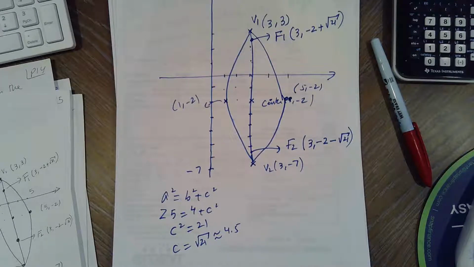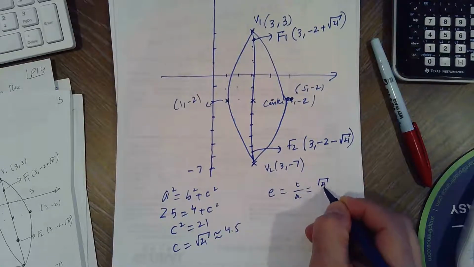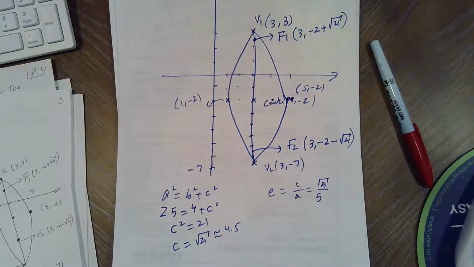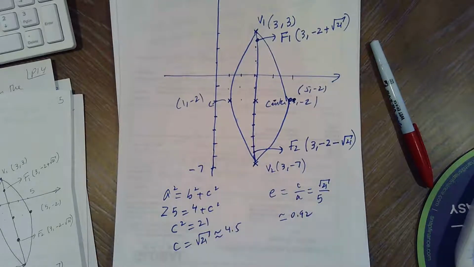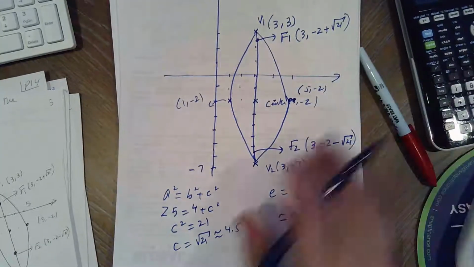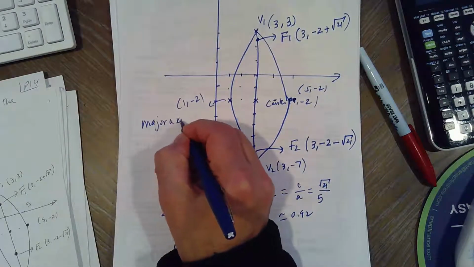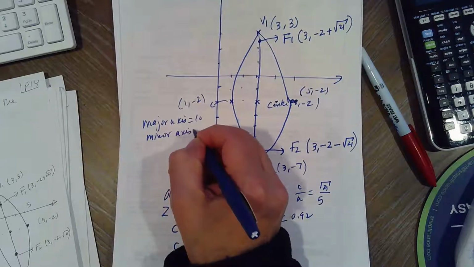The eccentricity is c over a, square root of 21 over 5, which, if you do the math, is roughly 0.92. That's why it's an elongated ellipse and not circular. The major axis is 10, and the minor axis is 4, 2a and 2b.